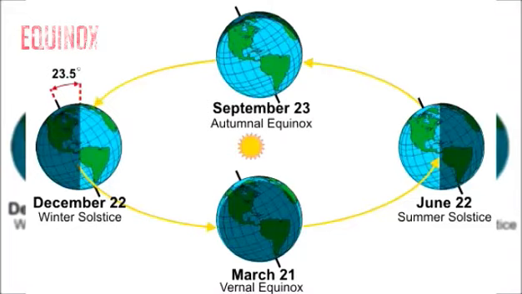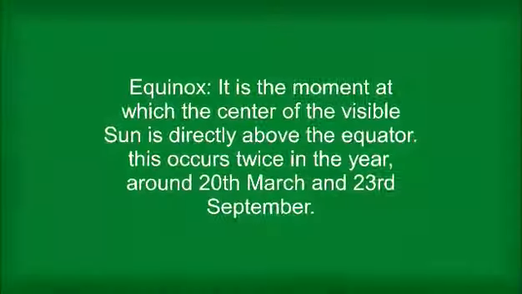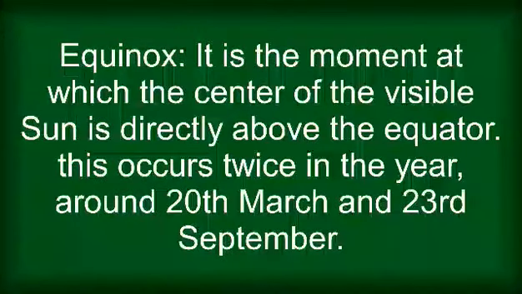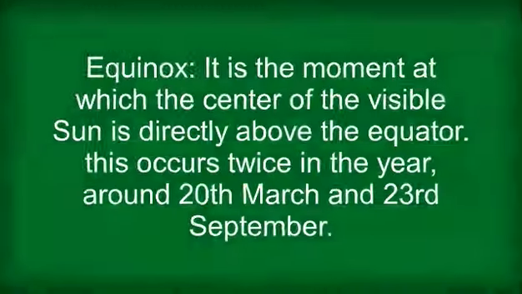Equinox. It is the moment at which the center of the visible sun is directly above the equator. This occurs twice in the year, around 20th March and 23rd September.